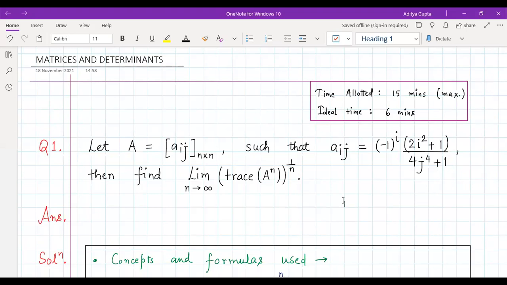Today we are starting with a very important chapter, matrices and determinants, and this is going to be the very first question from that chapter. Of course, this is a part of algebra and quite an important one. So let us have a look at the question itself.